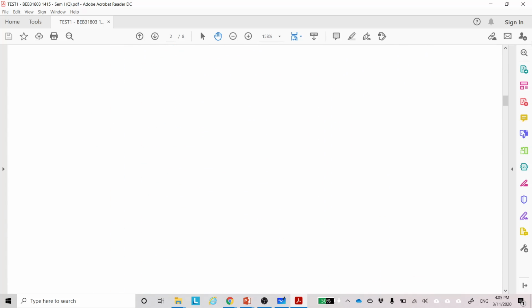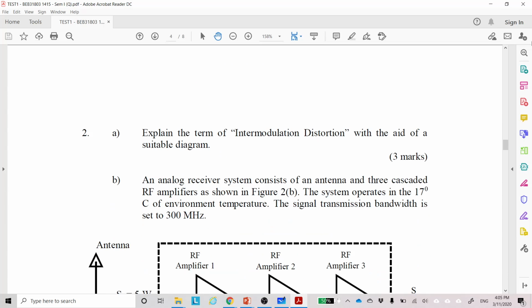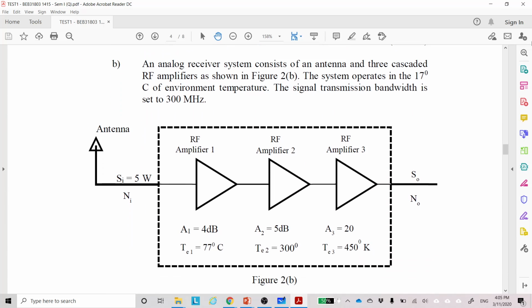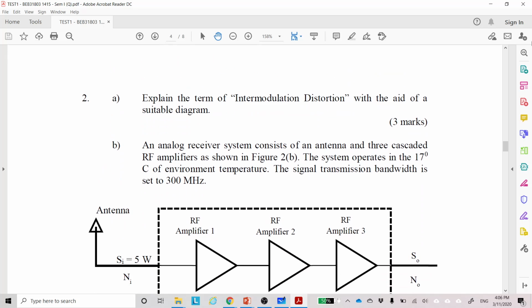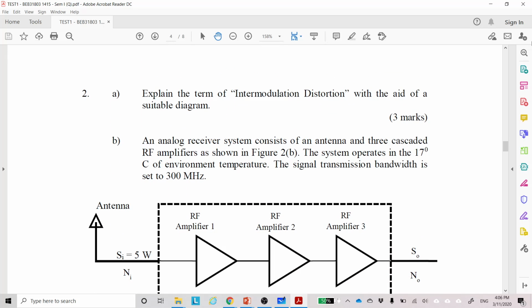Okay, so apa yang saya nak tunjuk adalah ini contoh. Ini saya dah letak dalam folder. Kamu boleh tengok dalam author dan juga dalam Facebook group ada diberikan. Kita nak tengok soalan berkaitan dengan noise. Sorry, tadi kalau kita tengok soalan pertama apa?